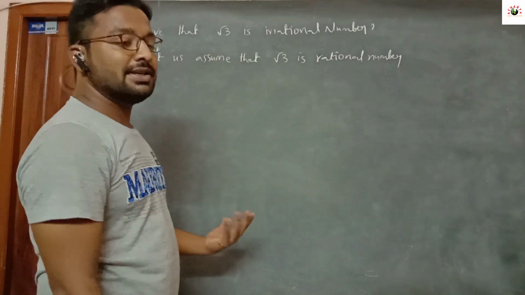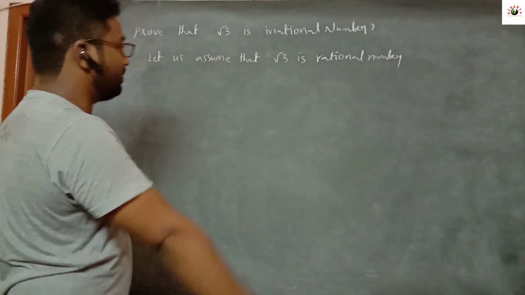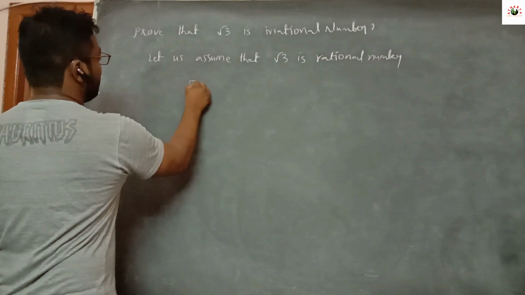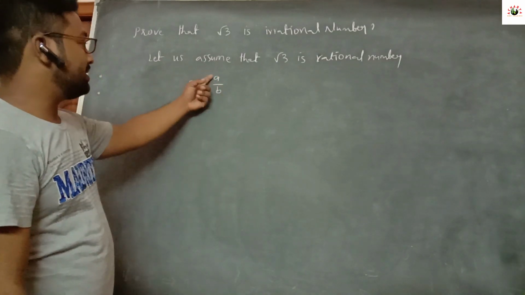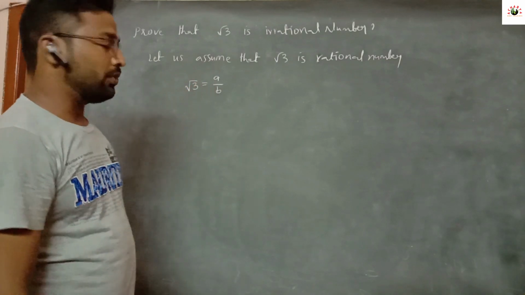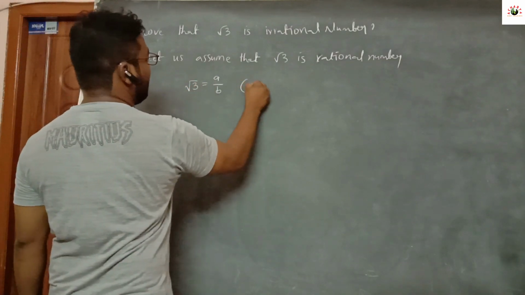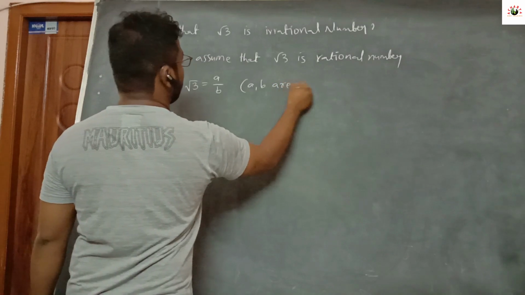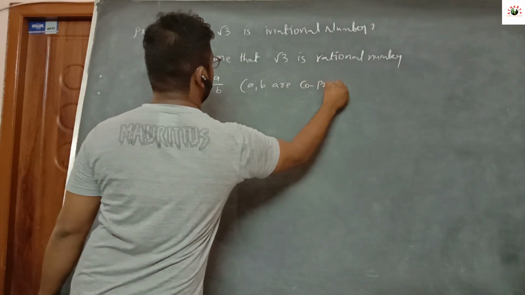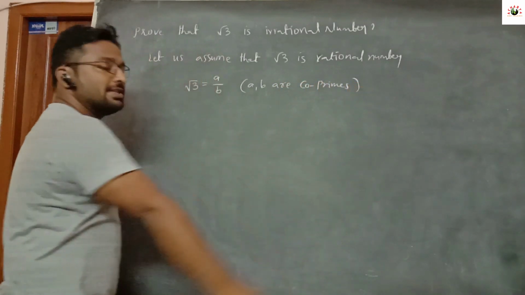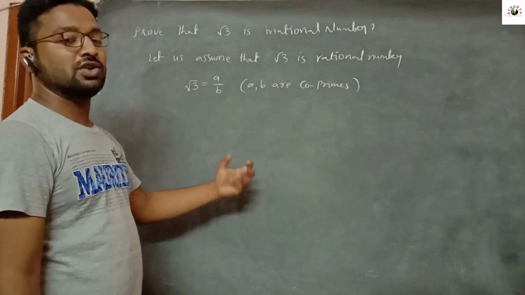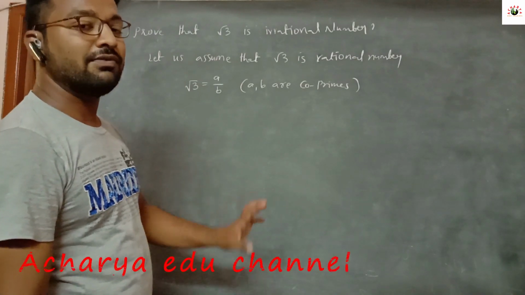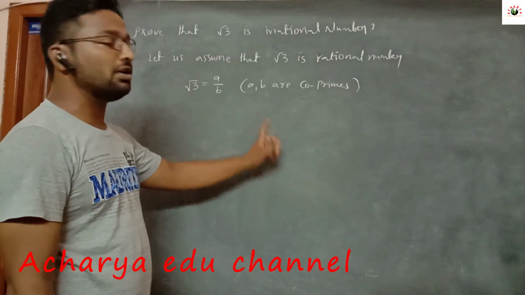A rational number is in the form of P by Q. So let root 3 equal A by B. Now here A, B are co-primes. What are co-primes? We have already discussed it. Co-primes means there is no common factor other than 1.